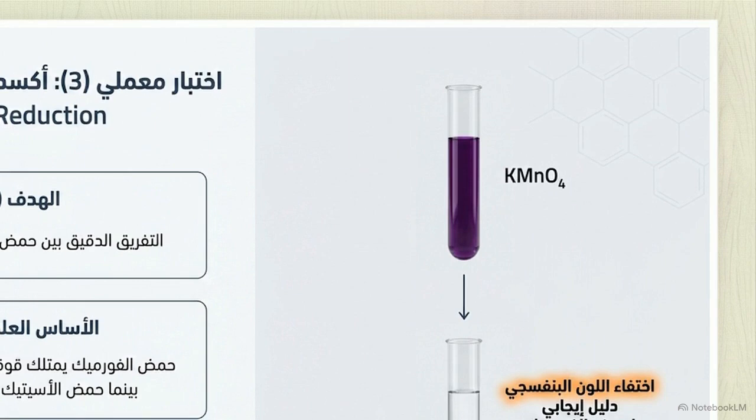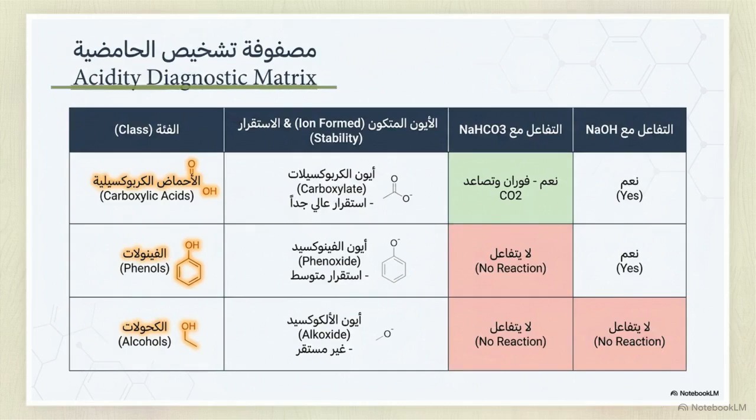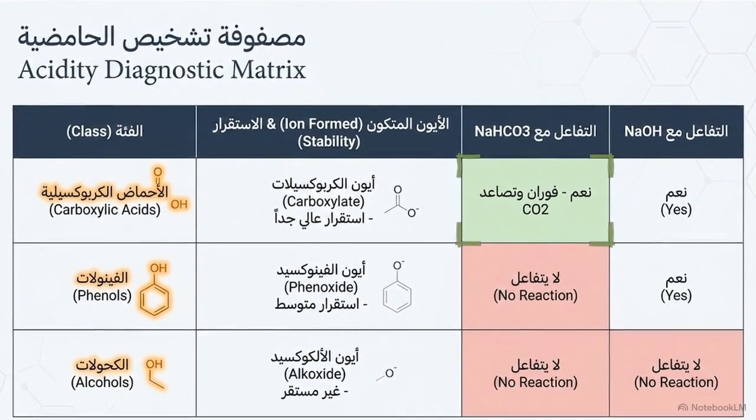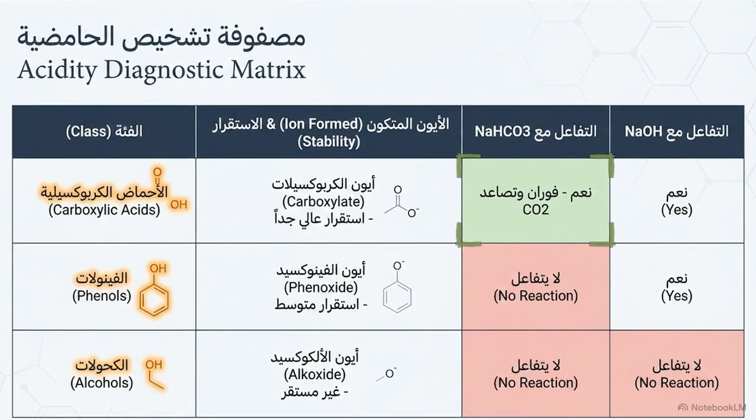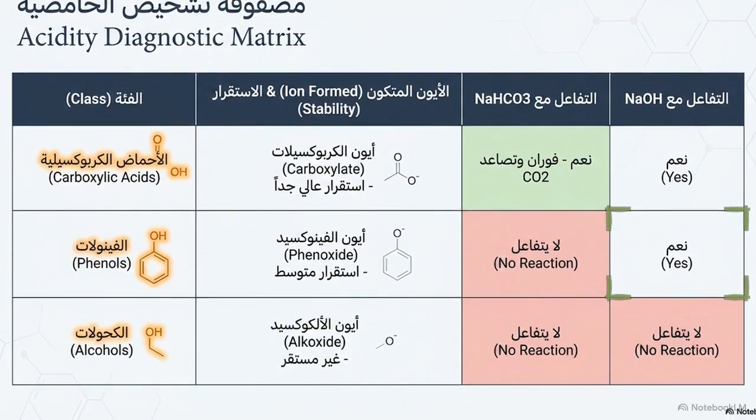Reviewing the acidity diagnostic matrix, we can draw definitive lines of separation. Carboxylic acids react with weak bases like bicarbonate. Phenols are too weak for bicarbonate, but will react with a strong base like sodium hydroxide. Alcohols remain stable and won't react with either.